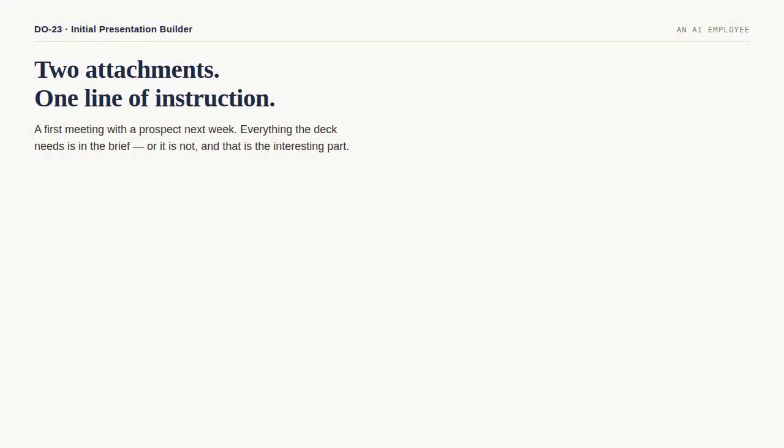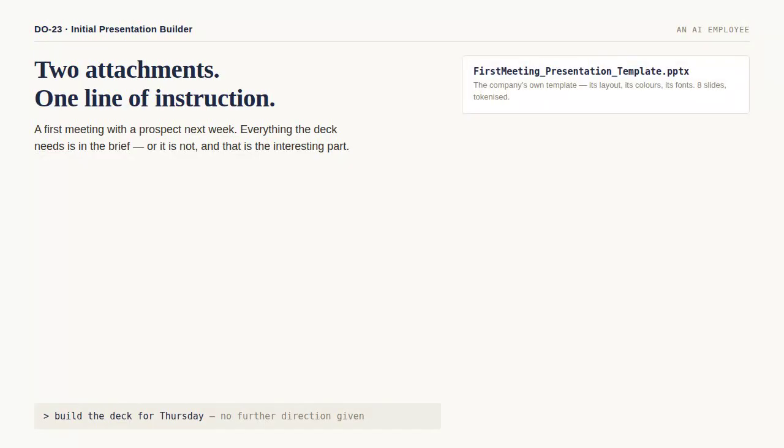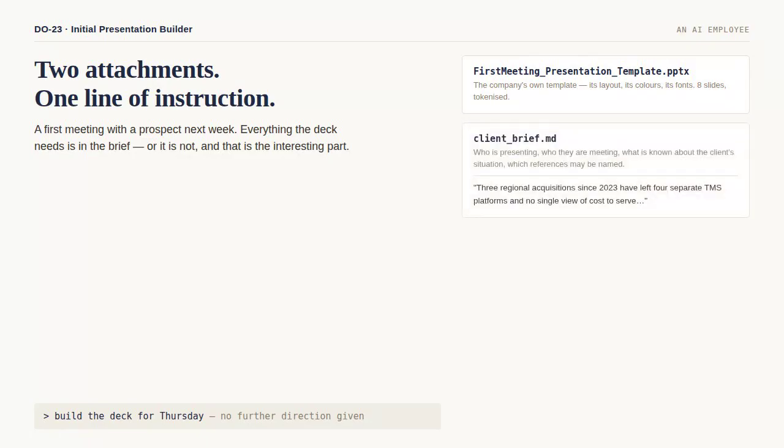Two attachments and one line of instruction: a company's own presentation template, and a brief about the client they are meeting next week. Build the deck. No slide-by-slide direction, no wording supplied. This is the initial presentation builder in our iEmployee Catalog D023.